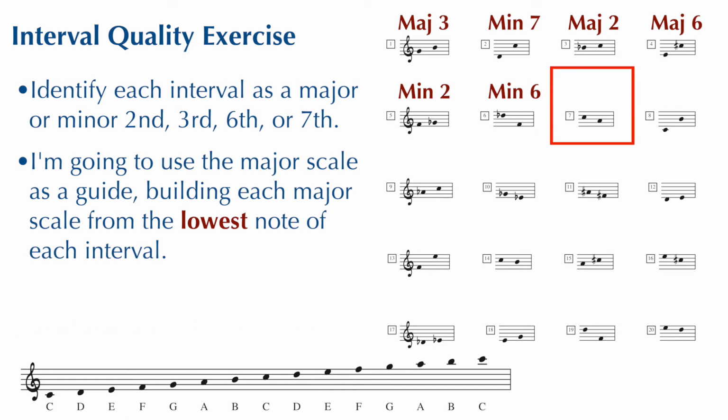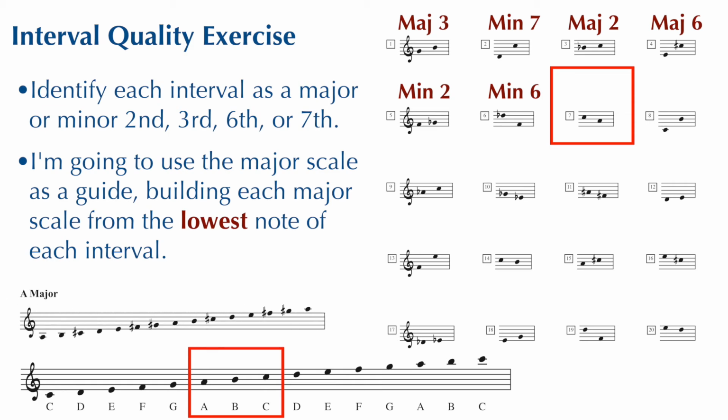Number 7, C to A. C to A is a third, C, B, A. And then we use our lower note to build our major scale, so we're going to use the A. So does C belong in the A major scale or not? Let's find out. A, B, C sharp, it does not, so that's going to be a minor third.